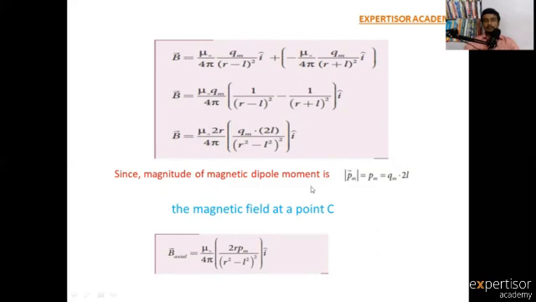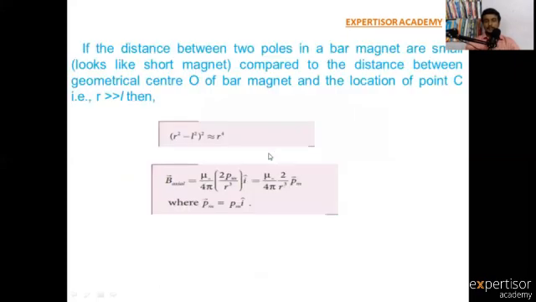Since the magnitude of the dipole moment Pm is equal to Qm into 2L, in place of Qm into 2L you put Pm. So this gives B on the axial line: the magnetic field on the axial line is equal to mu naught by 4 pi into 2r Pm divided by r squared minus L squared whole squared into i cap. Okay.